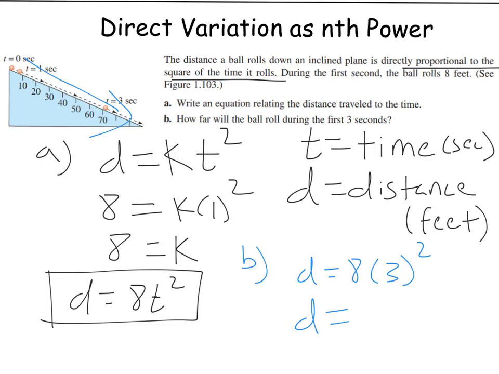It's not just rolling 8 feet per second. From second number 1 to 2, it rolled even farther. And from 2 to 3, it's going to roll even farther. After 3 seconds, we're all the way down to 72 feet. Okay? That's the effect of gravity rolling down this inclined plane, is that this ball is going to roll faster and faster.